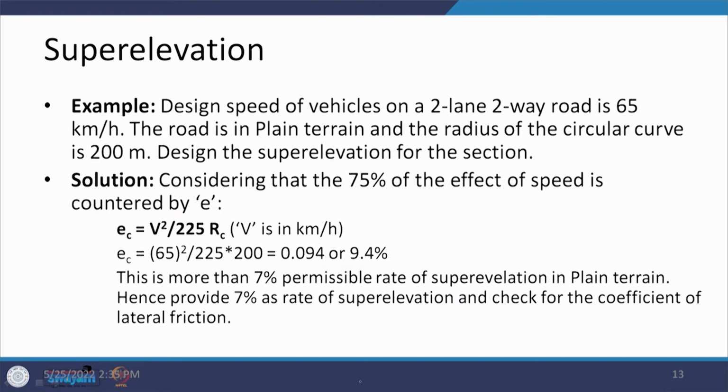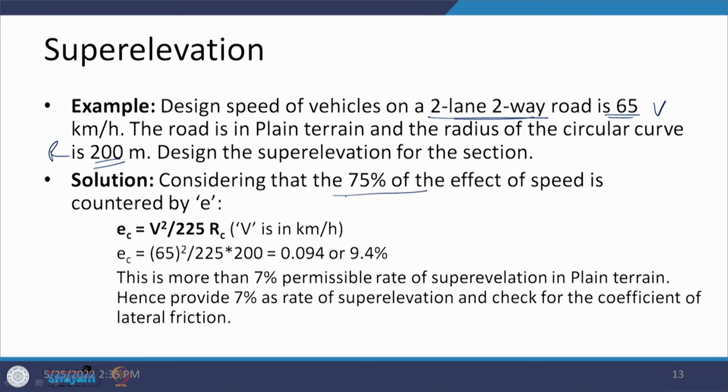Now, let us see another example. Here again we have a 2-lane 2-way road, but the speed is given as 65 kilometers per hour and the radius is also changed and it is 200 meters. So, let us see what happens to the rate of super elevation in this particular problem. The concept is going to remain the same.